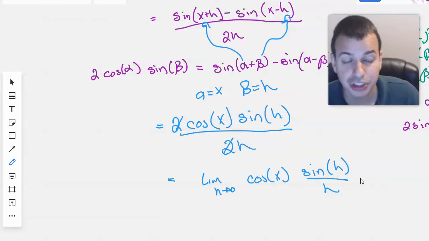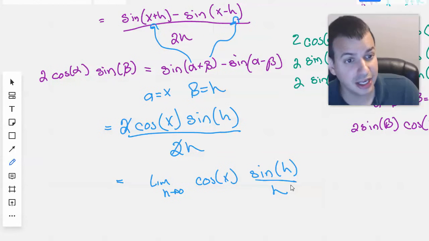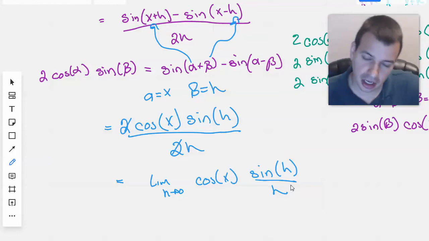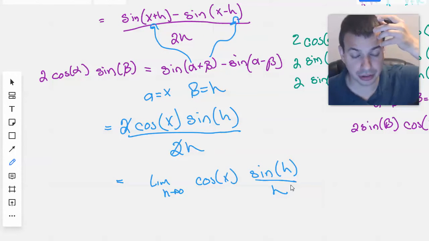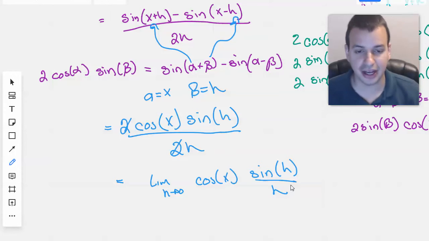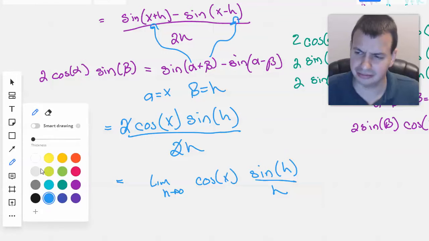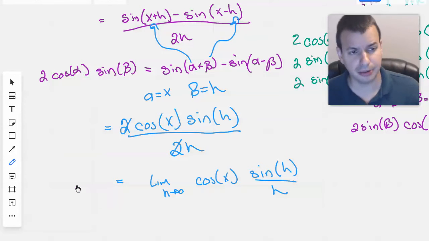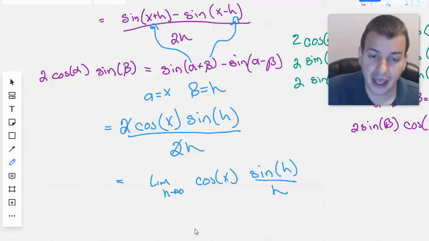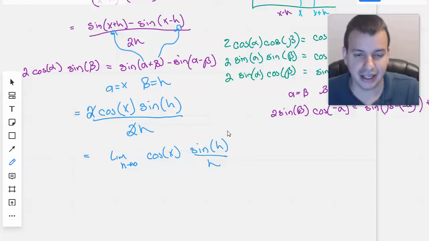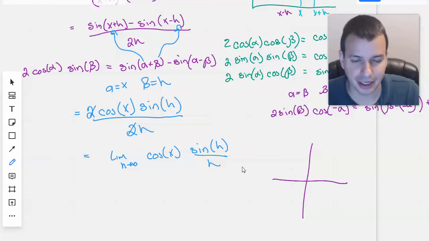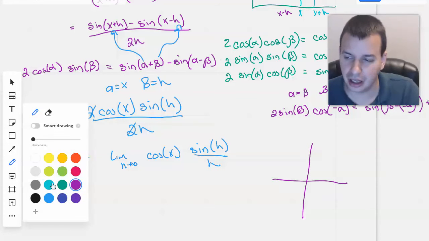And so the question becomes, what is the sine of h over h? And you'll see this probably in most calculus courses where you're trying to find out the limit as h approaches 0 of sine of x over x. It's kind of a foundational, popular question. And if you look at a graph, it becomes pretty intuitively obvious.